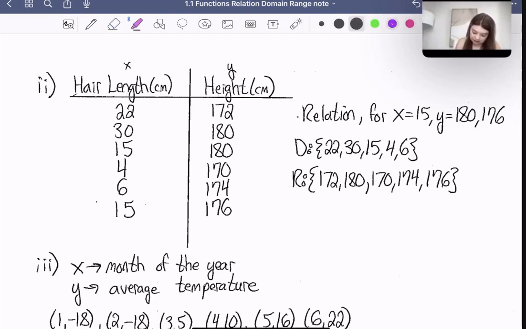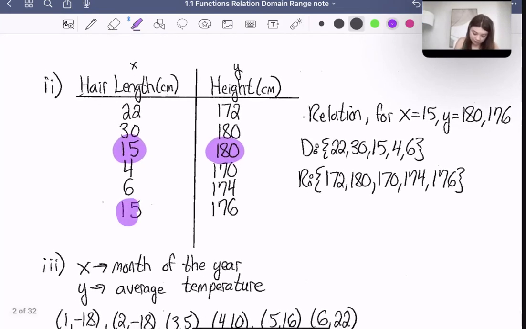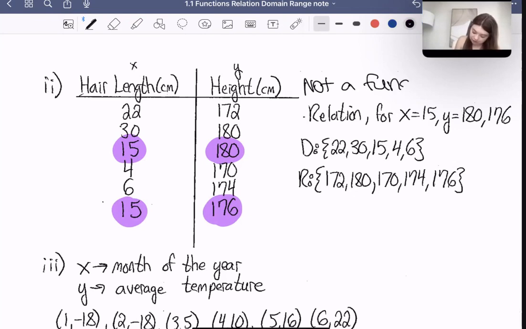Looks like it does, because there's one person who has a hair length of 15 centimeters and is 180 centimeters tall. And then another person who has the same hair length, 15 centimeters, and is only 176 centimeters tall. And so, therefore, this is not a function. This is just a regular relation because it is possible for two people to have the same hair length but different heights, right? So for that x value of hair length, we have height, right?